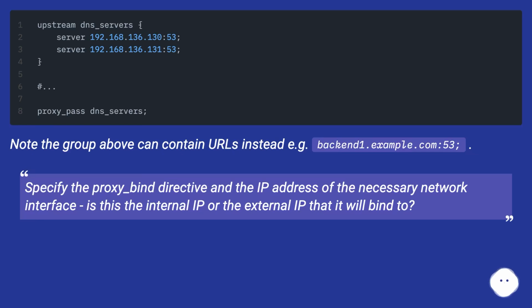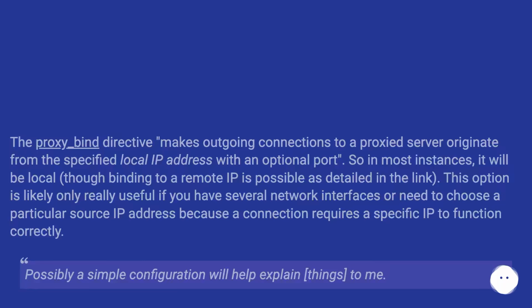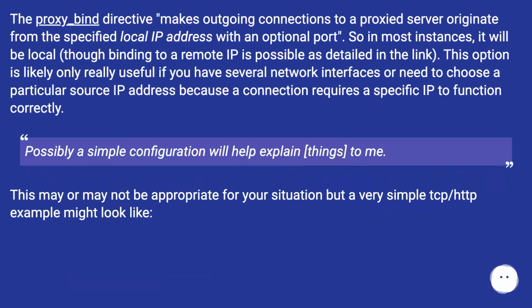Is this the internal IP or the external IP that it will bind to? The proxy_bind directive makes outgoing connections to a proxied server originate from the specified local IP address with an optional port. So in most instances, it will be local, though binding to a remote IP is possible as detailed in the link. This option is likely only really useful if you have several network interfaces or need to choose a particular source IP address because a connection requires a specific IP to function correctly.